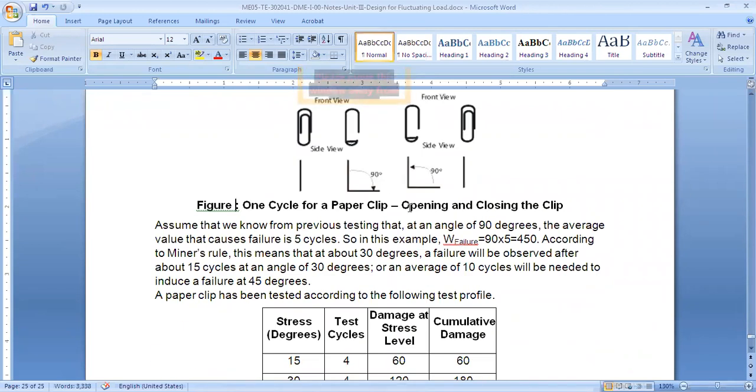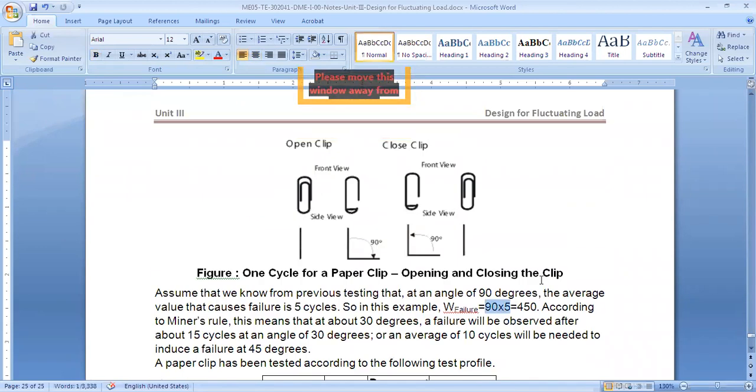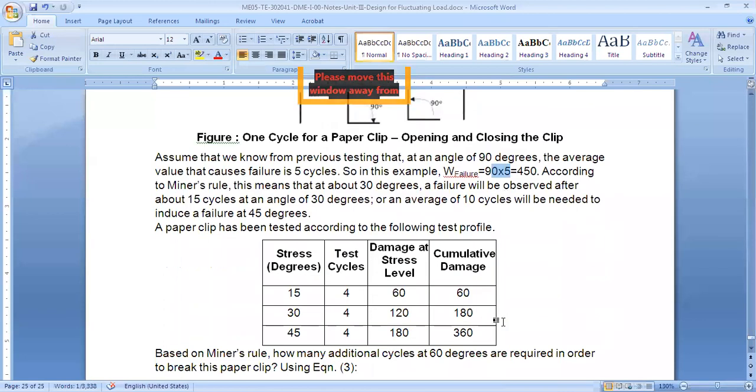So now for this clip in this example, it was taking 5 turns of 90 degrees. Means rotate once by 90 degrees, again bring it back, again rotate it, do it like that 5 times. After doing it 5 times, it failed. That means total stress or total angle required was 450 degrees.